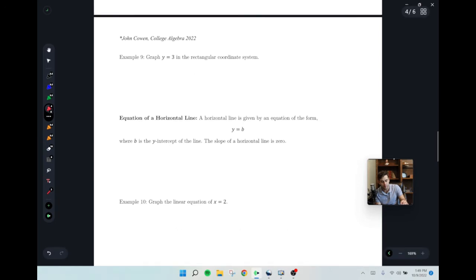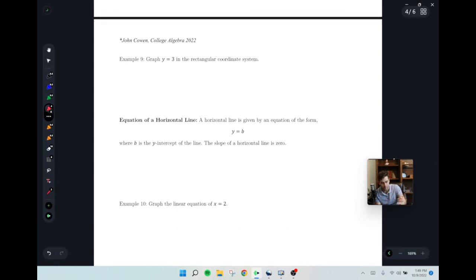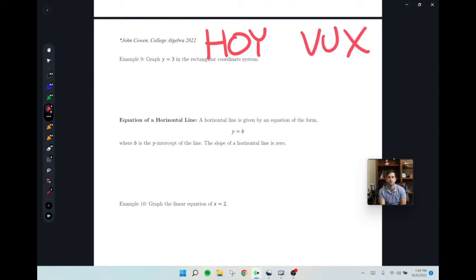If you can remember, where am I going to put this? Up here. Hoy, vux. Like I said, no good word. Just remember those two little short nonsense words. Hoy, vux. Okay, you ready? Where hoy stands for, here, I'll do it vertical. Where hoy stands for horizontal. The 0 stands for 0, which is your slope. And the y stands for y equals.